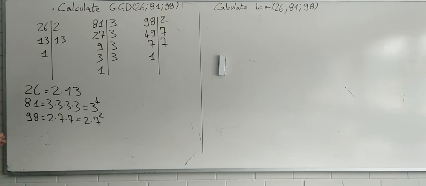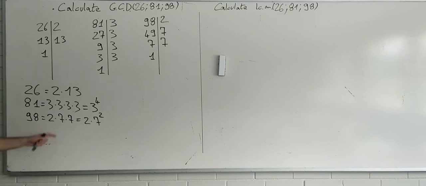Let's start with number 2. Number 2 is absent in the factorization of 81, even if it's present in the factorization of 98. But when we calculate the greatest common divisor between 3 numbers, we have to pick numbers that appear in every factorization, all 3 at the same time. And this doesn't happen for 2, because 81 doesn't have that, so I can't pick 2.